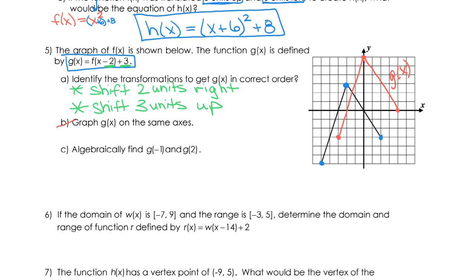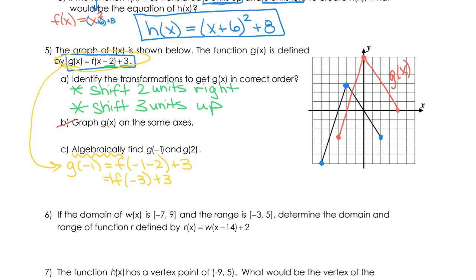And now in part C, it's going to ask us to find g of -1 and g of 2, but they're asking me to do it algebraically, so I have to show my work. So we're going to go ahead and say g of -1 equals, and we're going to go up here and grab that g equation. And anywhere we see an x, it's coming out, and -1 is going in. So the f is going to stay. X minus 2 is going to become -1 minus 2. Close it up, and then plus 3. Okay, and then we're going to do some math. -1 minus 2 is -3 plus 3.